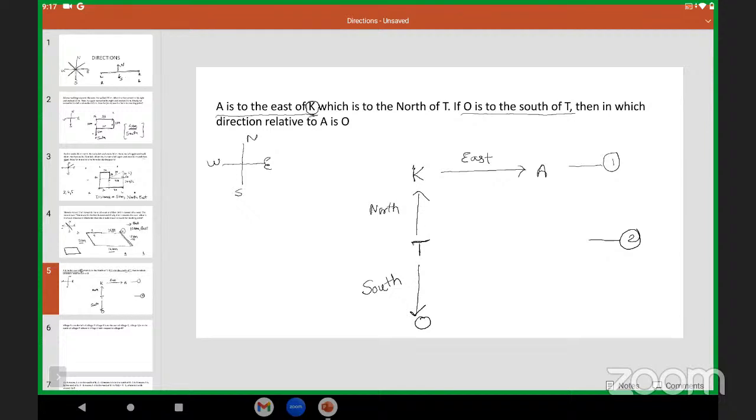Okay. So the question asked is, in which direction relative to A is O? So this is the direction. If you look at the graph, this line indicates southwest. So the answer is southwest of A.